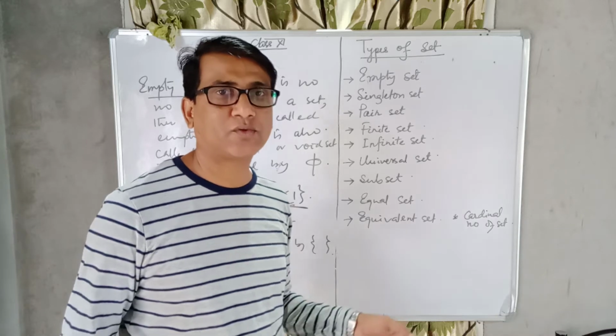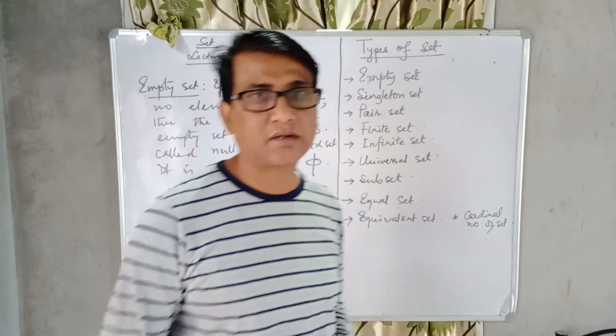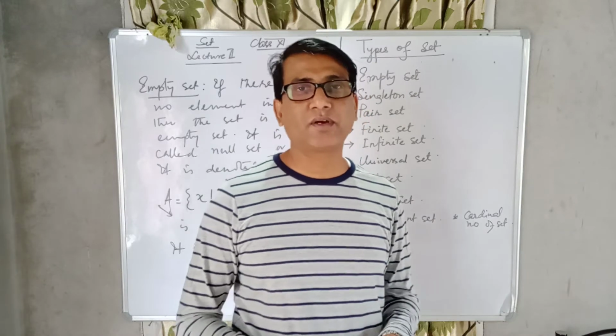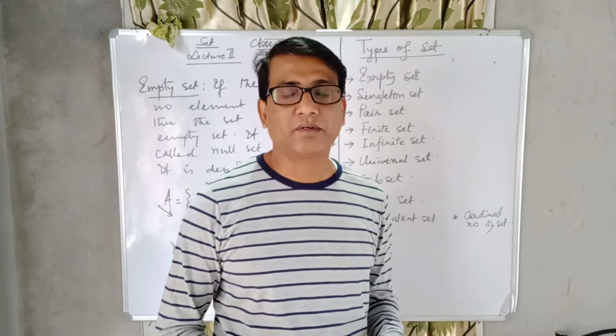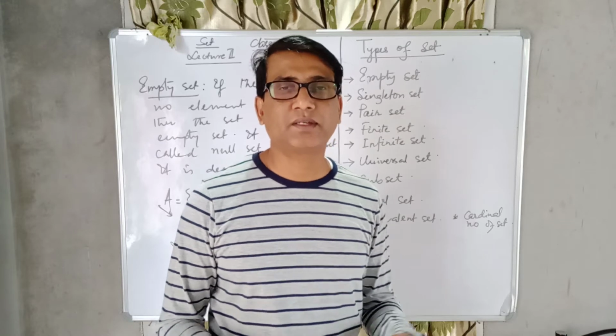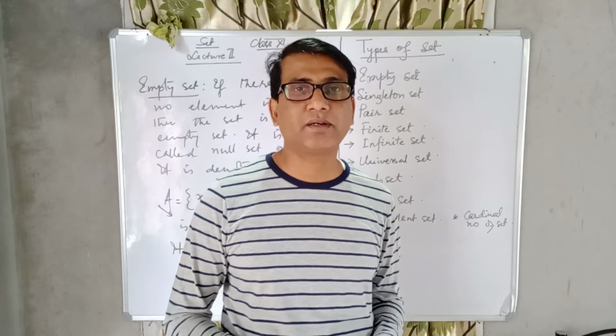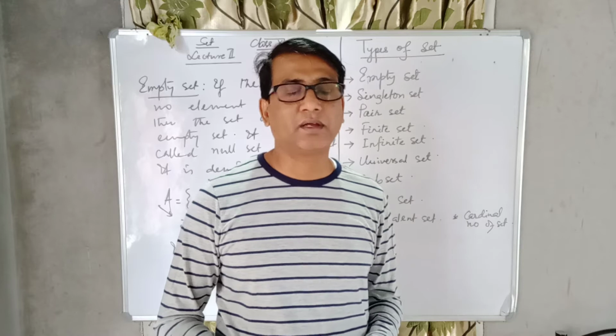The set of white crows. Generally, what color is a crow? A crow is black. In general, we do not find any white crow, so we can say this is an empty set. We can take this as an example of an empty set.